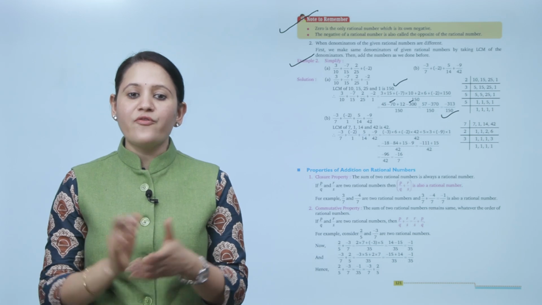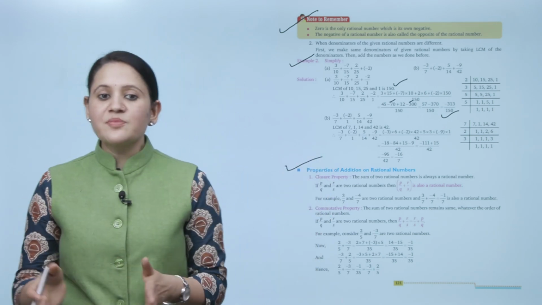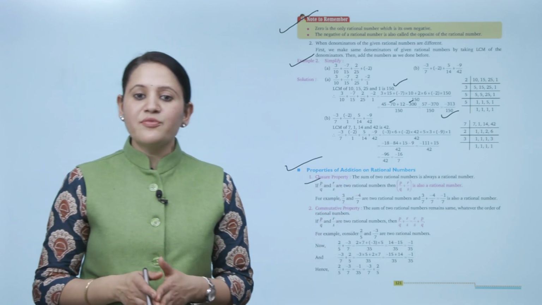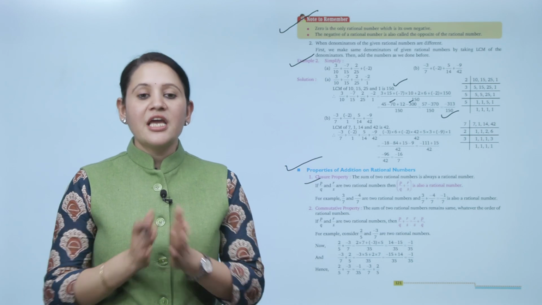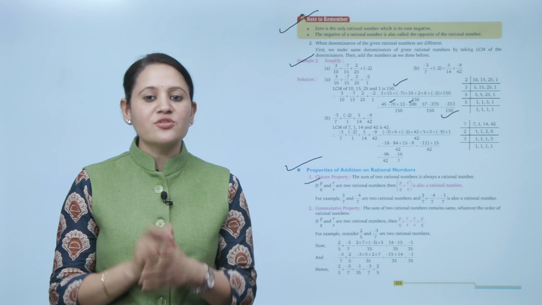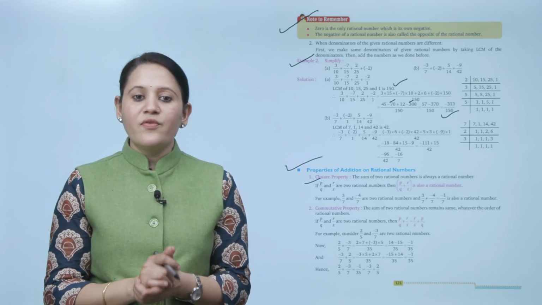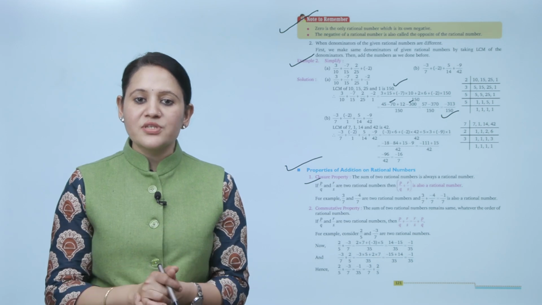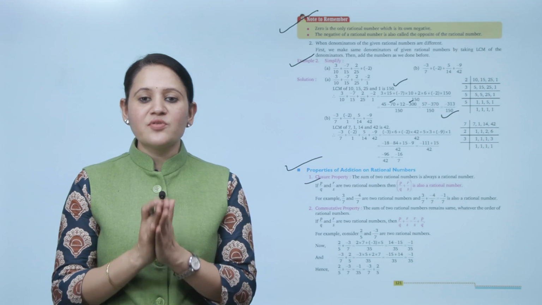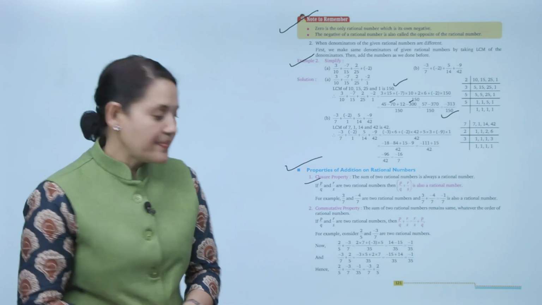Next is properties of addition on rational numbers. The first property is the closure property. The sum of two rational numbers is always a rational number. If p upon q and r upon s are two rational numbers, then p upon q plus r upon s is also a rational number. If we add two rational numbers, the sum is always a rational number. For example, 3 upon 7 and minus 4 upon 7 are two rational numbers, and 3 upon 7 plus minus 4 upon 7 equals minus 1 upon 7, that is also a rational number. Next is the commutative property.